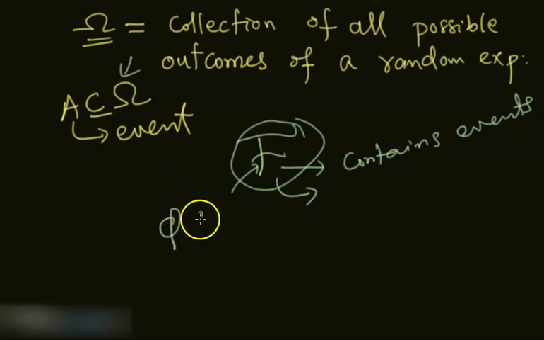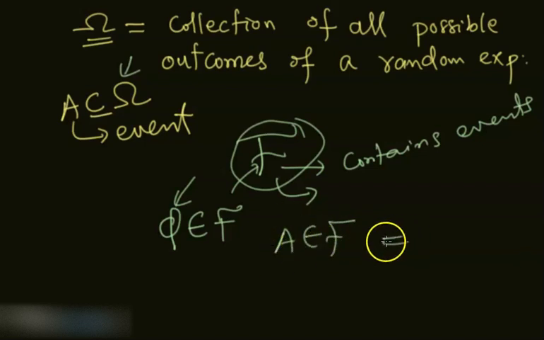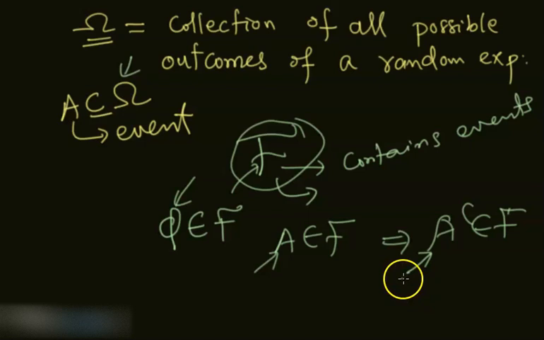So when we said that the empty set belongs to this F, that means that nothing is measurable. And at the same time we said that if A is in F, that means if A is measurable, then its complement is also measurable. So happening is measurable, then not happening is also measurable.